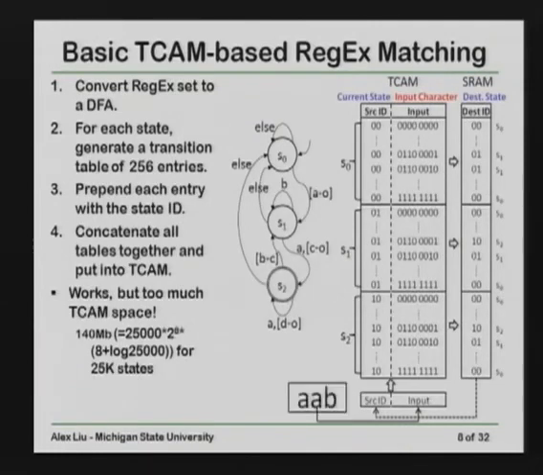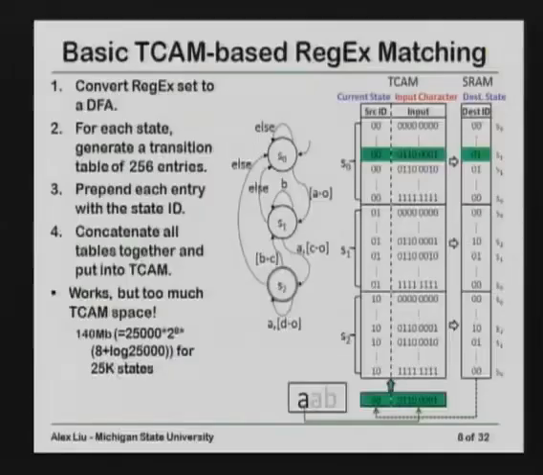So let's look at the lookup process. Suppose I got a string of, say, AAB. First, for every DFA, there's a starting state. So the starting state in this case is 0. So S0, which is the state ID 0, 0. And then A is 1, 0, 1, 1, 0, 0, 0, 1. So I concatenate the current state ID plus the current character. And then I perform a lookup. It will map this entry, and then I get the destination ID.